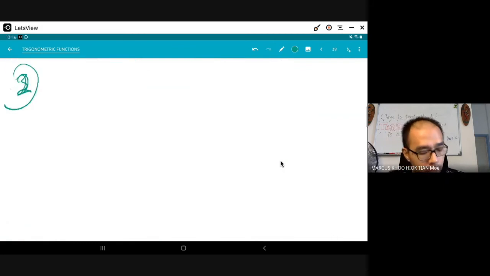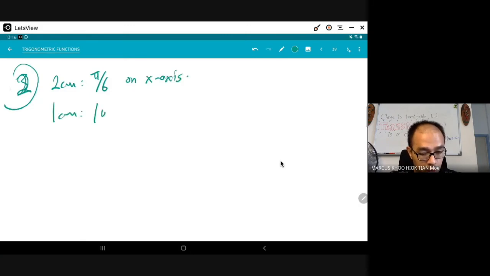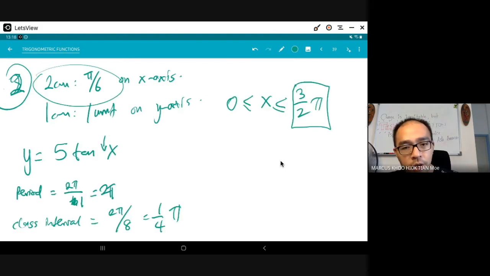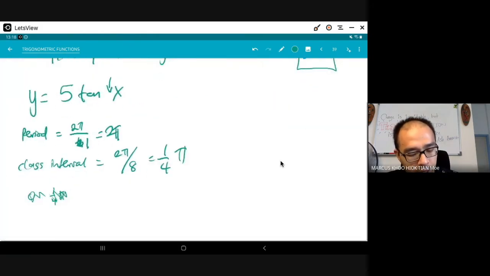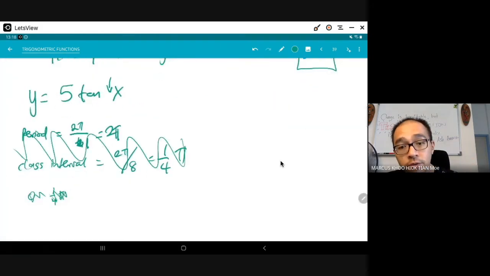Okay, sorry, let's go back to question 2. Okay, question 2 says 2 cm to pi over 6, on x-axis. And then 1 cm to 1 unit on y-axis. Now the graph is y equals to 5 tangent x. Okay, instead of using this, we use pi over 6 to help us. Okay, 12, yeah, it could be 12.